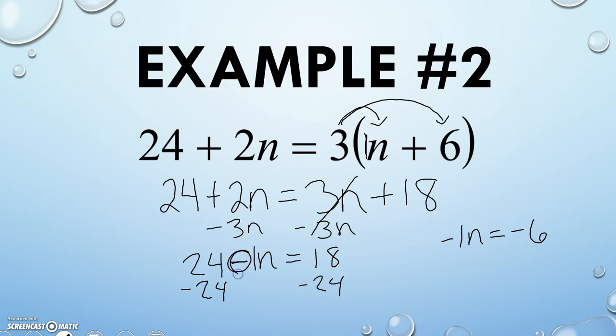Remember that negative needs to come over. Alright, and then we want to divide by negative 1 on both sides. So n is going to be equal to positive 6.